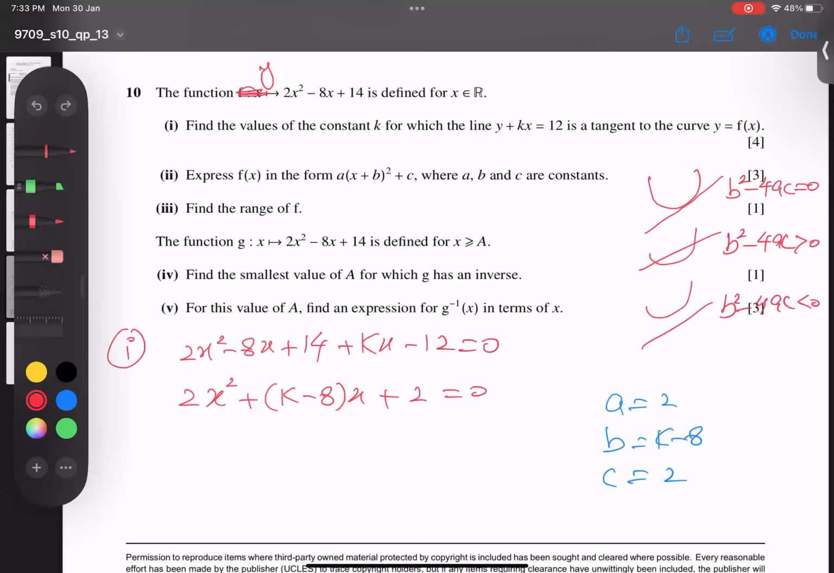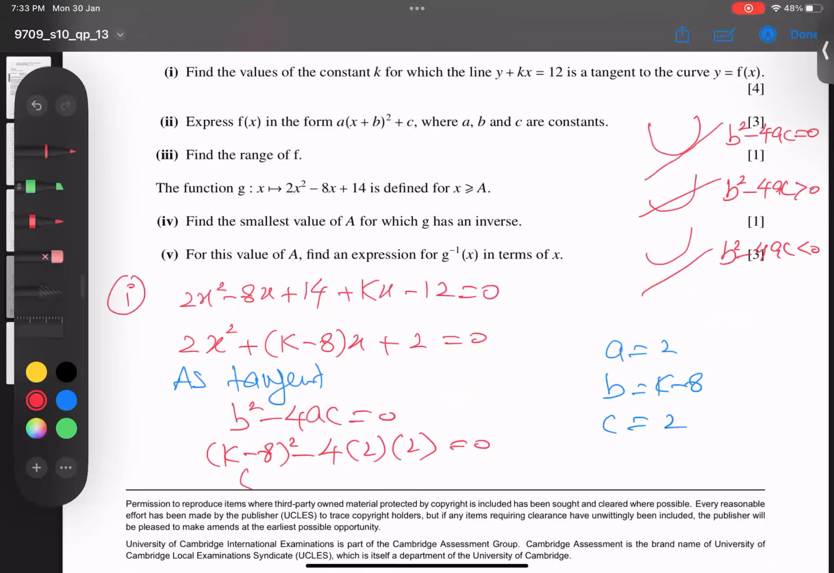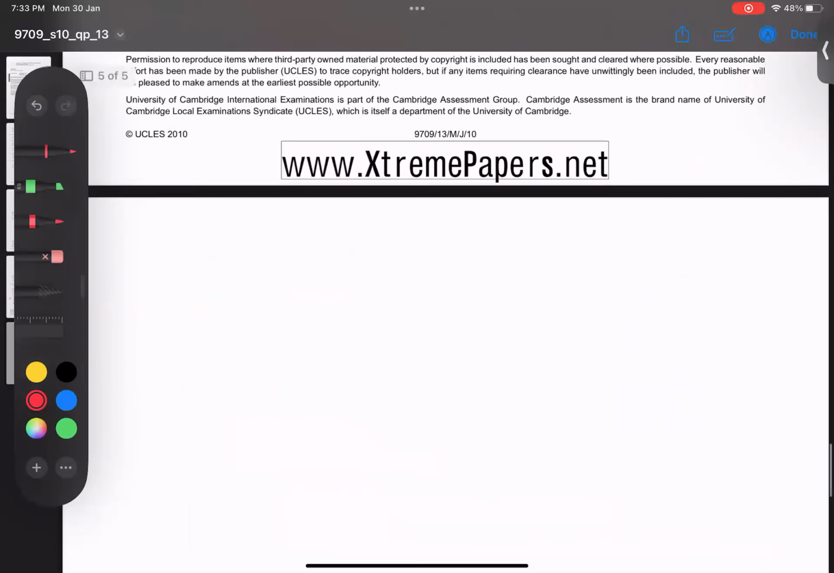Now I say that as it is tangent, I can say that b squared minus 4ac equals 0. b is k minus 8 whole square, and a is 2, c is also 2. Here I can do it two ways: expanding the bracket, or 4 times 2 times 2 is 16. 16 goes to the other side and becomes positive. I know many students expand the bracket, not wrong even, but it takes time. I can take the root of both sides.